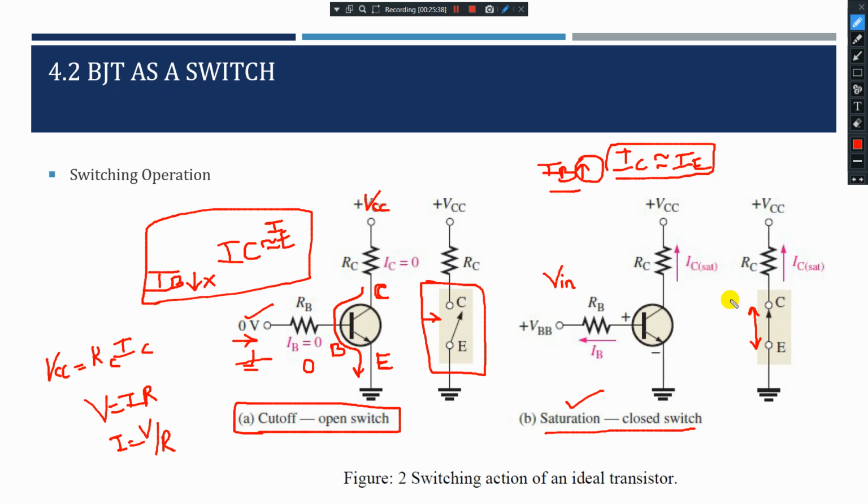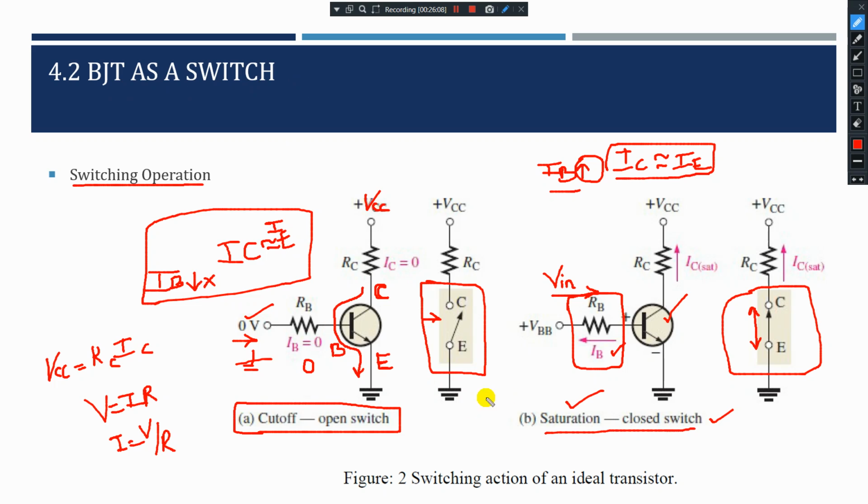So to make this a short, or we call it a closed switch, there should be a slight input voltage given to the transistor. This voltage is nothing but you can call it IB into RB. So V is equal to IB into RB. So slight current is needed for the transistor to be in saturation region, or we call it switch on condition. That is called switching operation.